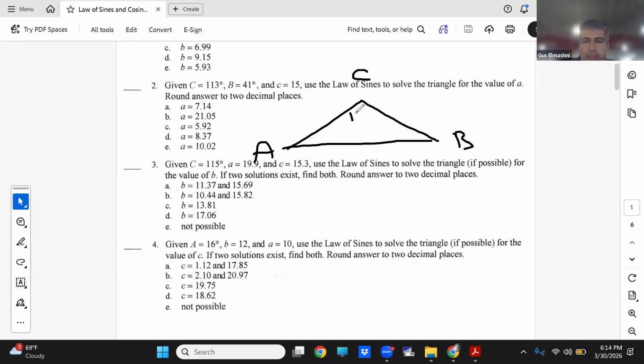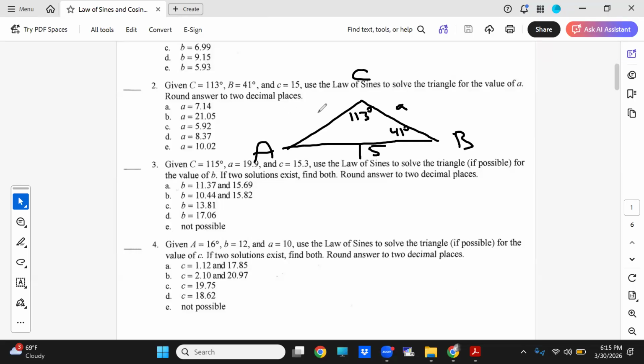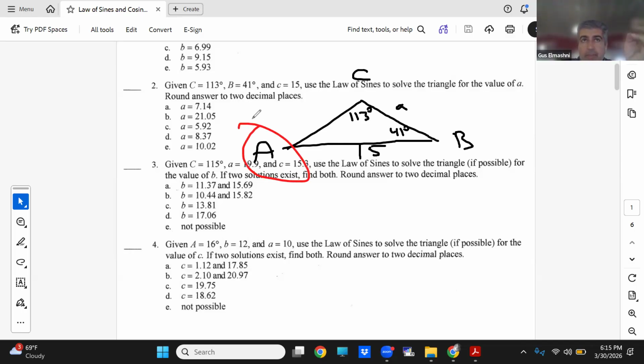Okay, they say angle C is 113. Angle B is 41 degrees. Side C is 15. So that's going to be this side. And it wants to get little a. So first off, we should probably figure out what angle A is, right? What's angle A going to be? Right here. So what's angle A?